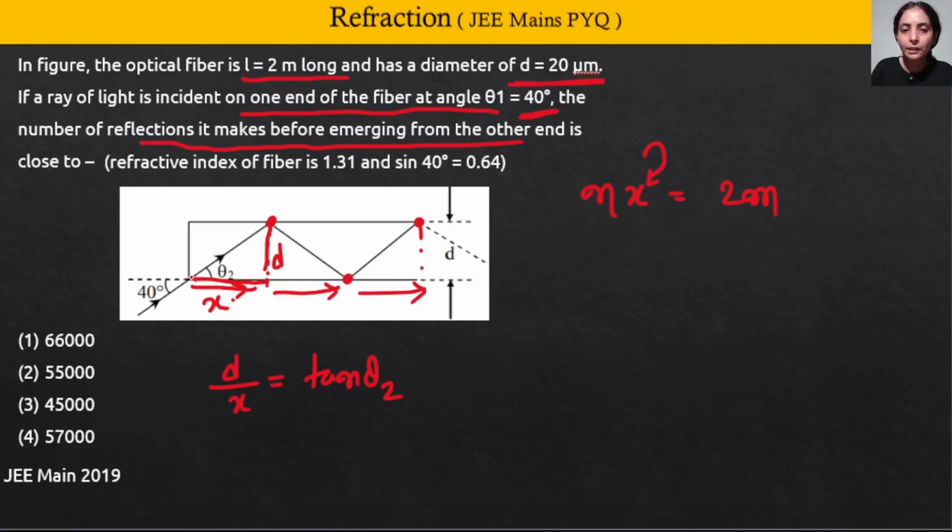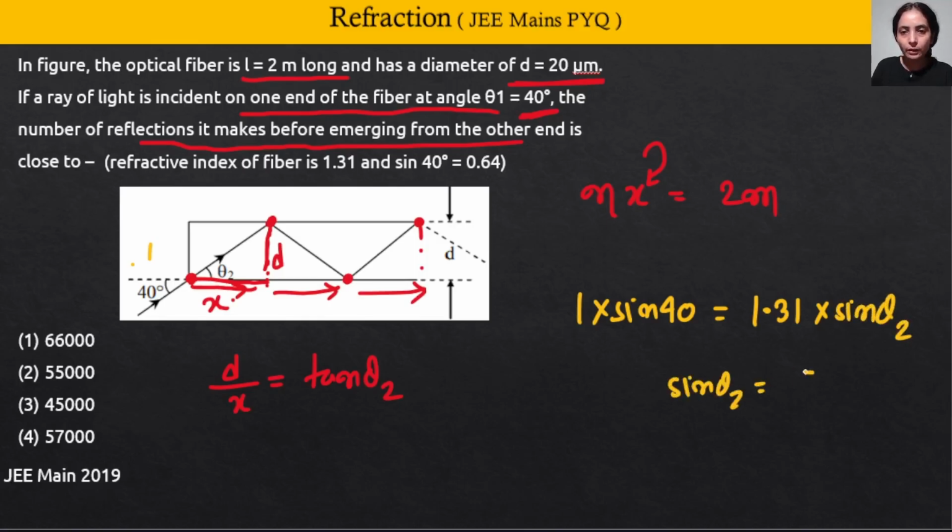How can we find theta 2? Use Snell's law at the interface. Okay? So let us use it. Mu 1, this is air basically, because nothing is mentioned about the refractive index of the medium, so we will treat it as vacuum. So 1 into sine 40 is equal to mu 2, that is 1.31, into sine theta 2. So what is sine theta 2? This is sine 40, 0.64, divided by 1.31. If you see carefully, this is almost half. Theta 2 is almost 30 degree.